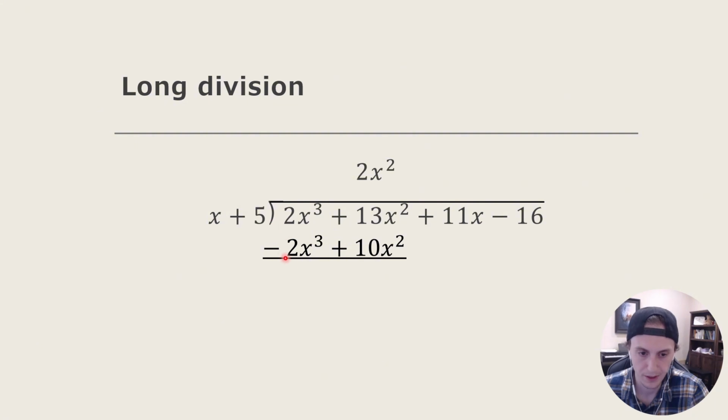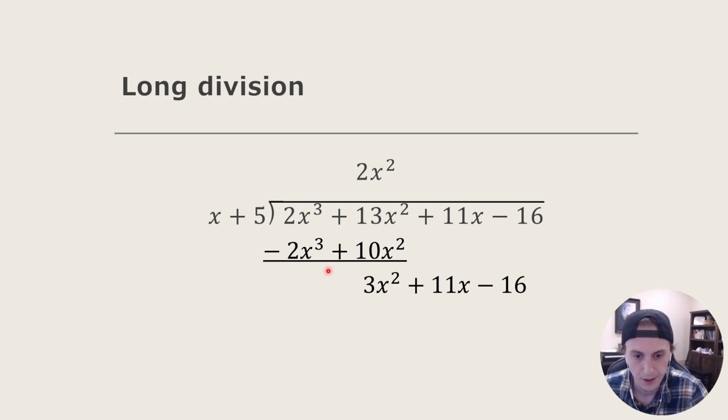And really there should be parentheses around this technically, because what we're going to do is subtract 2x cubed. 2x cubed minus 2x cubed gives 0, and for 13x squared, we're actually going to subtract 10x squared. And that gives us 0, so I just don't write anything there, plus 3x squared plus 11x minus 16. So again, there should really be parentheses right here and right here to signify that we're actually subtracting this whole thing from here. And that's the whole process.